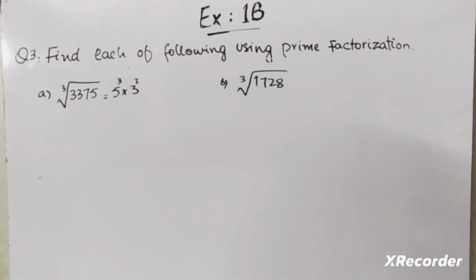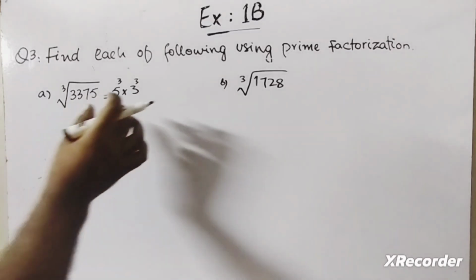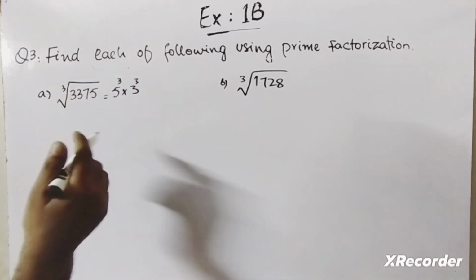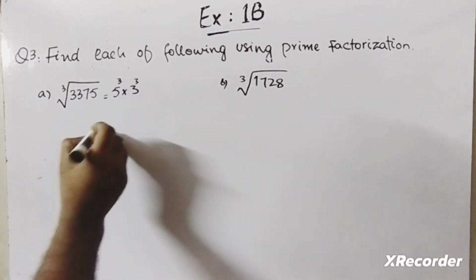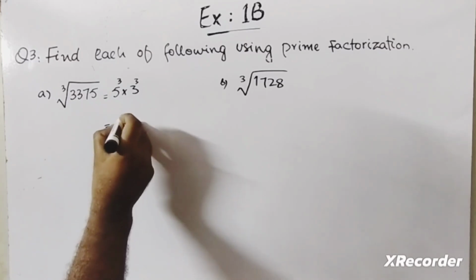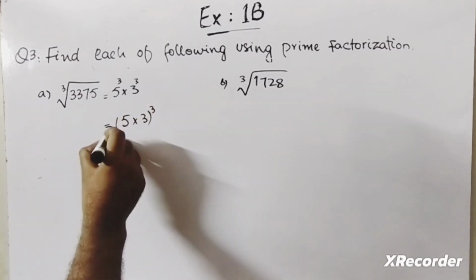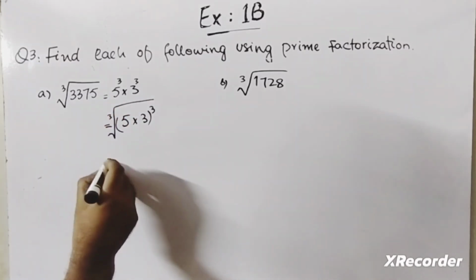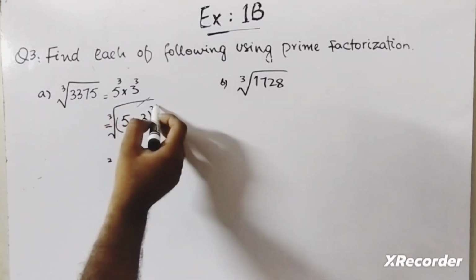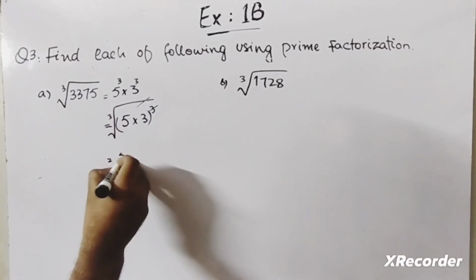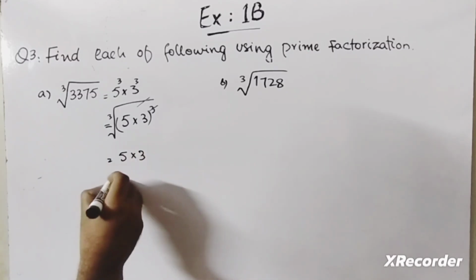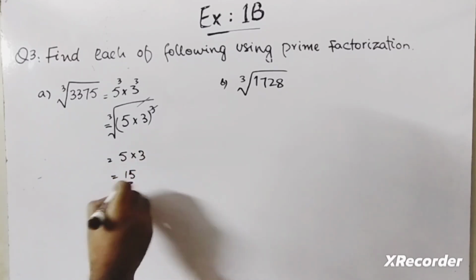Okay, now let's start question number 3, part A, cube root of 3375. In this question the factors are already given, so we can see a cube on both the 5 and 3, so we can write it as 5 multiplied with 3 in a common cube and cube root, so that we can cut the cube root with the cube. What we get is 5 into 3, that is 15. So that is our answer.